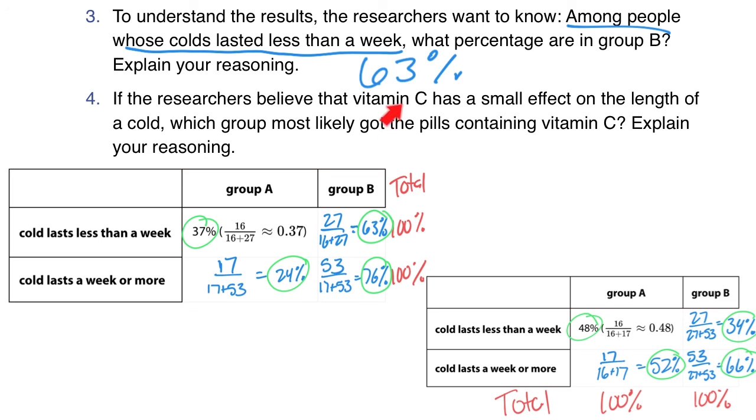Number 4 is asking if we think that vitamin C has a small effect on the length of a cold, which group most likely got the vitamin C? So I'm looking at the second table, and yeah, there's a lot of people in group B that had a cold that lasted less than a week, but there's a lot that had a cold that lasted a week or more too. So that's not really telling us much. So if we go to that third table that we just did, and I'm looking at group A, I have 48% of them had a cold that lasted less than a week, whereas group B only had 34% of them that had a cold that lasted less than a week. So based on that, I'm thinking that group A is the group that received vitamin C.